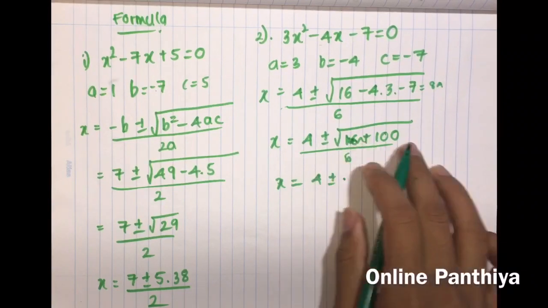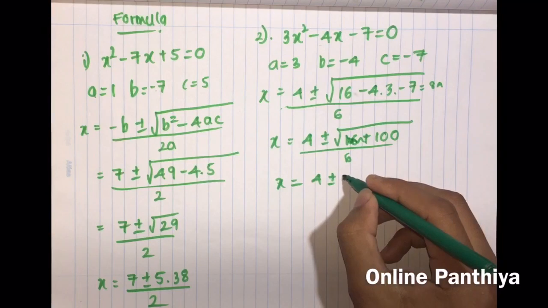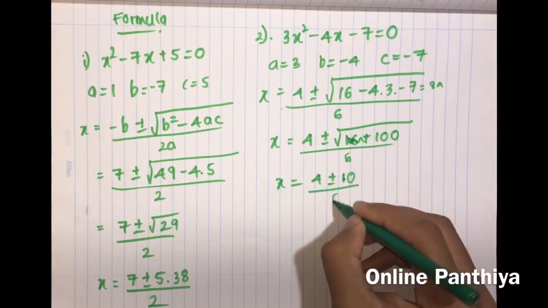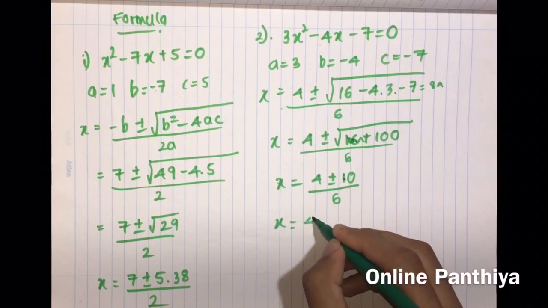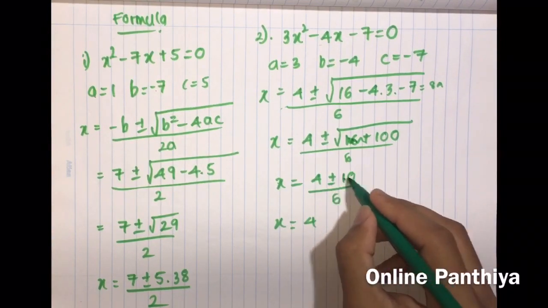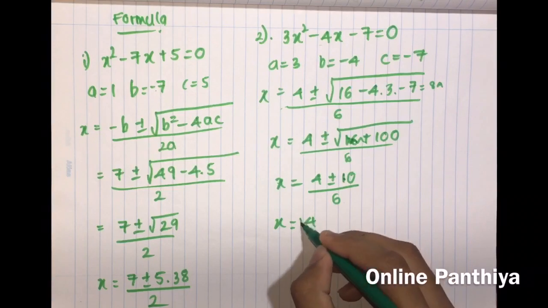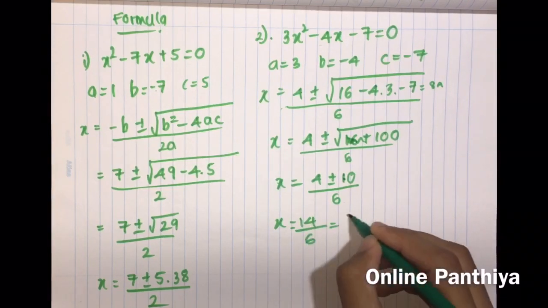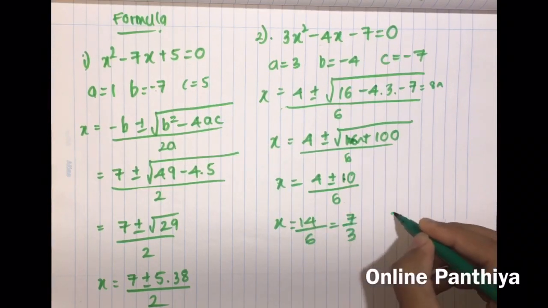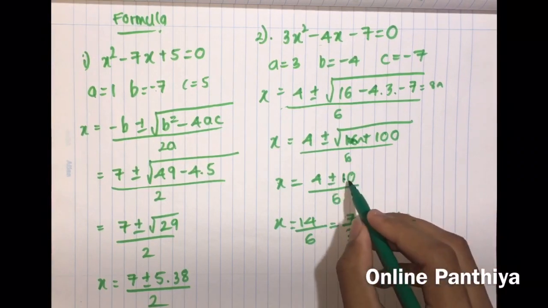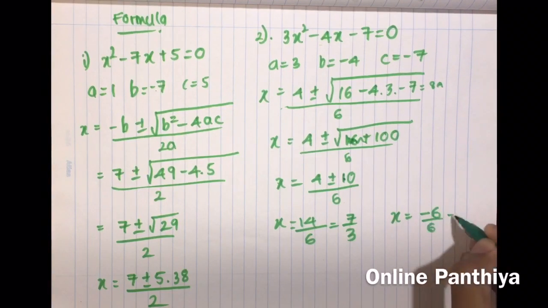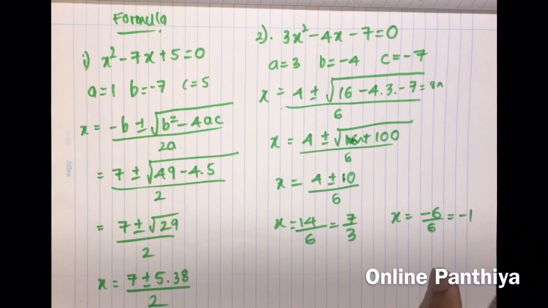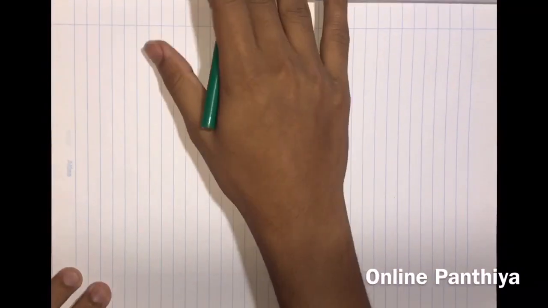Is that clear? So the square root of 100 is known. What is it? Yes, 10, divided by 6. It's easy, right? So let us take the plus value first: 4 plus 10 is 14 divided by 6, that is equal to 7 over 3. And on the other side, let us take minus 10, then minus 10 plus 4 is minus 6 over 6, which is going to give you minus 1. Is that clear? This is very simple. You have to just substitute.